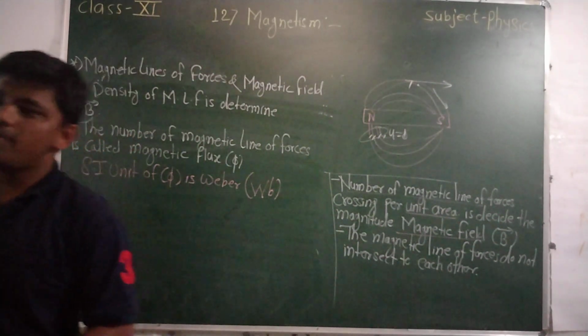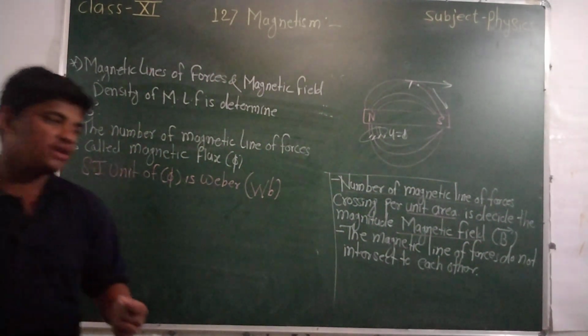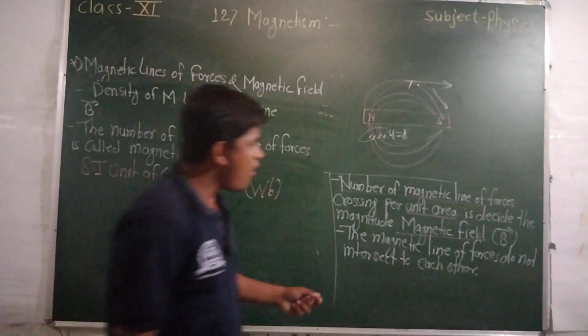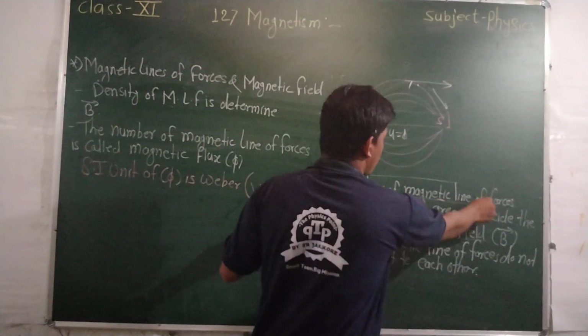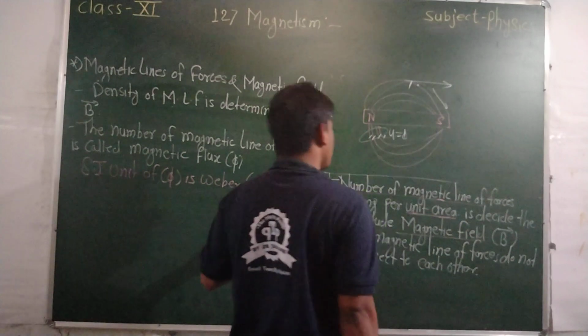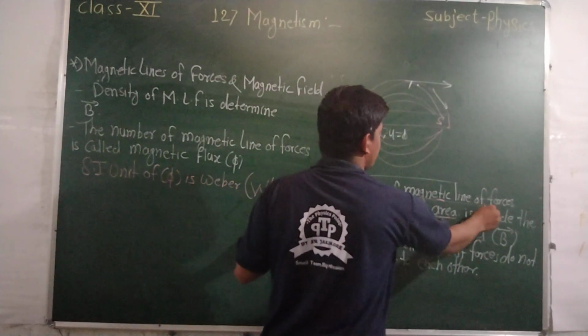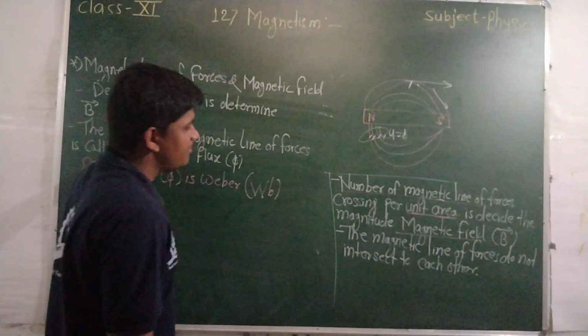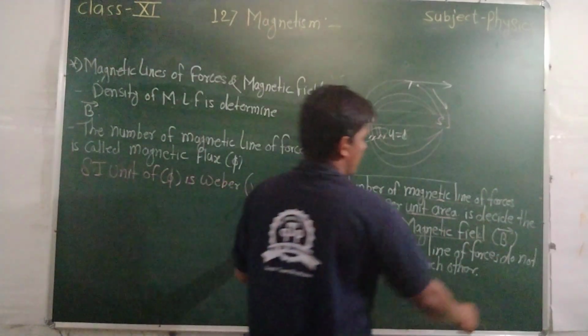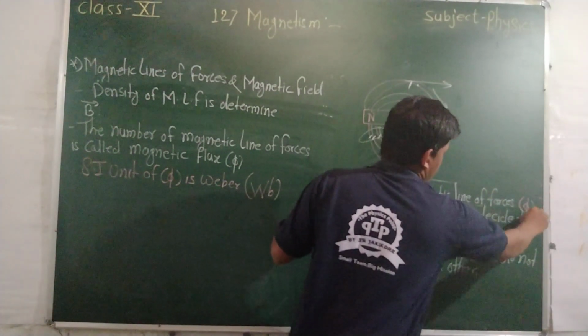Then the magnetic field is the magnetic flux, the number of magnetic lines of force per unit area. The number of magnetic lines of force is the magnetic flux. This is the magnetic flux.